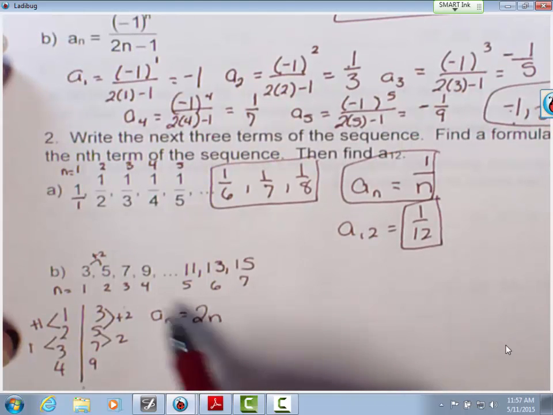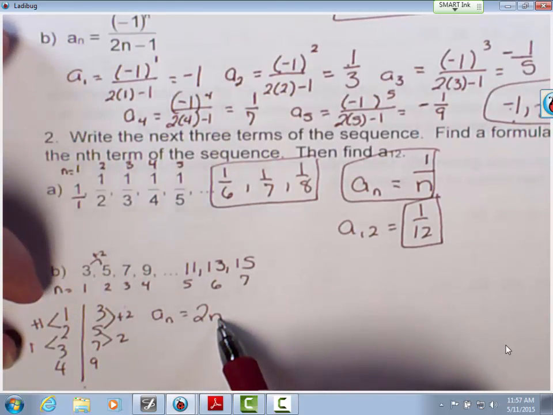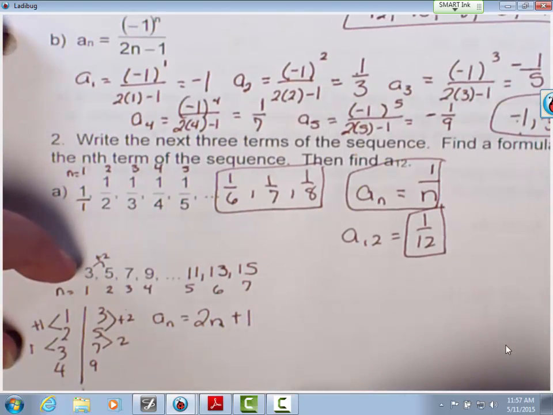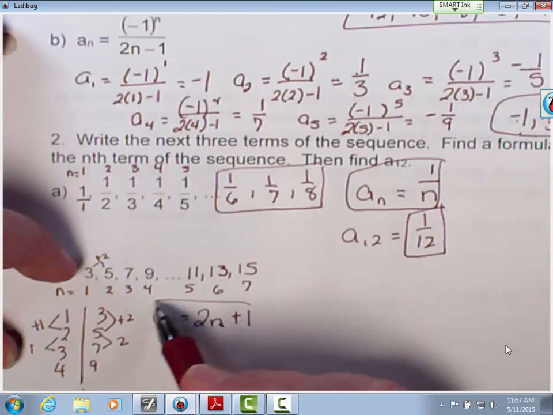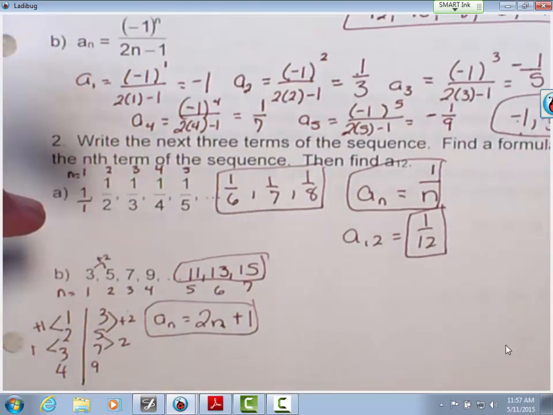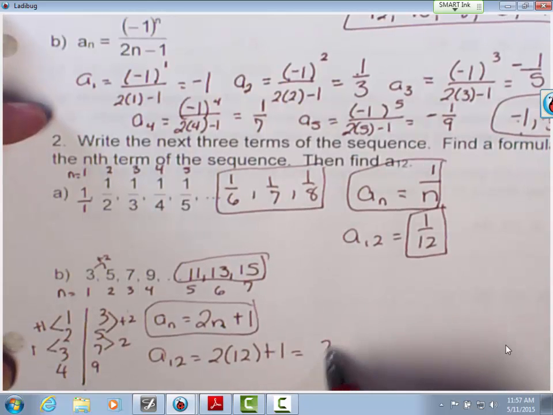But 2 times 1 does not give me 3. 2 times 1 equals 2, so I need to add 1 more to get 3. Okay, so there's my formula. So I answer the first two, and then a sub 12 would be 2 times 12 plus 1, which is 25.